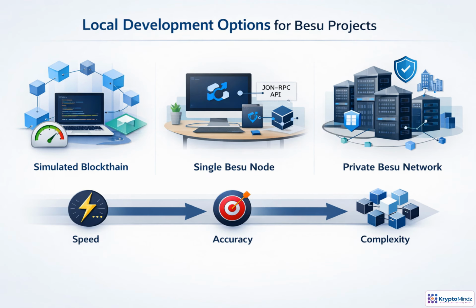Choose your local setup based on what you need to learn. A simulated chain is fastest, making it ideal for unit tests and quick contract iteration. A single Besu node adds more realism, especially around JSON-RPC behavior and client compatibility. A private Besu network takes more setup, but lets you test consensus, permissions, and multi-node topology. In practice, mature teams move through all three as confidence grows.